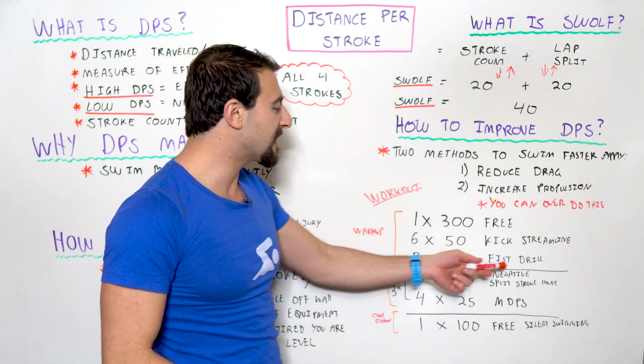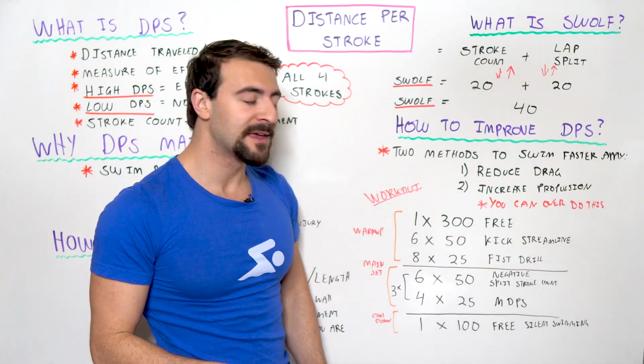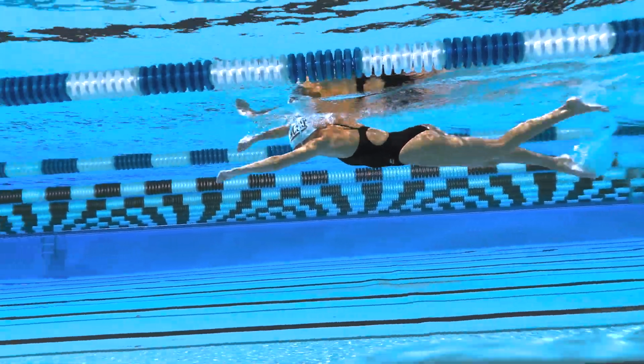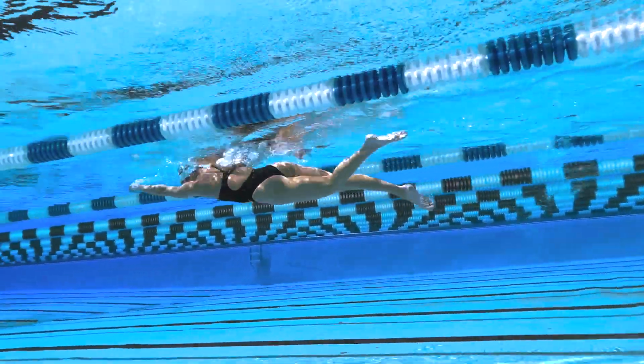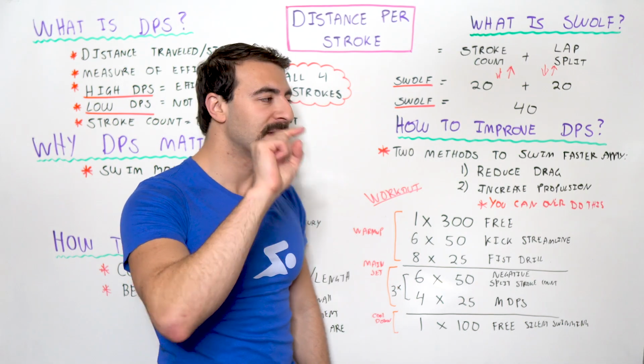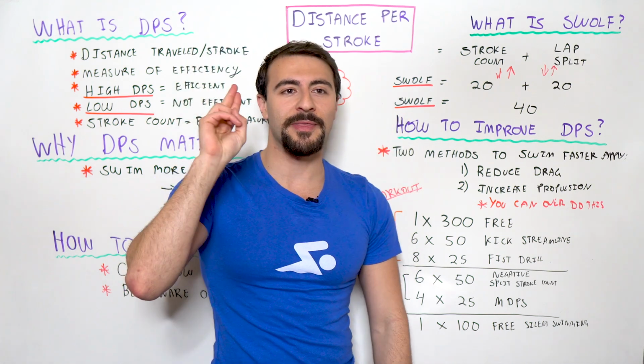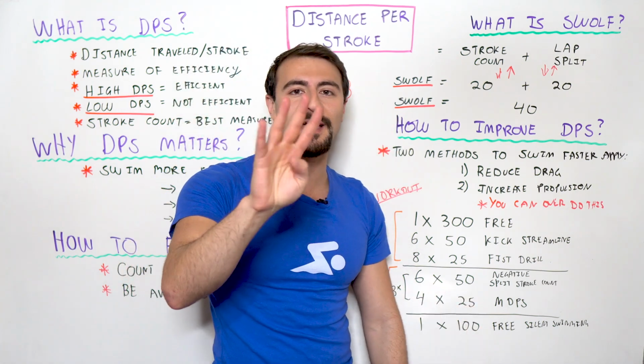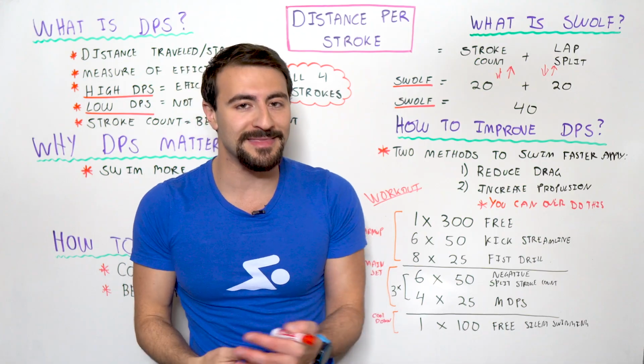After that, we're going to go 8x25s alternating fist drill. That means the first 25, you're in a fist. Work on that early vertical forearm. Second 25, you're going to have one finger. Third 25, two fingers. And then the next 25, you're going to have three fingers, and then you repeat that.